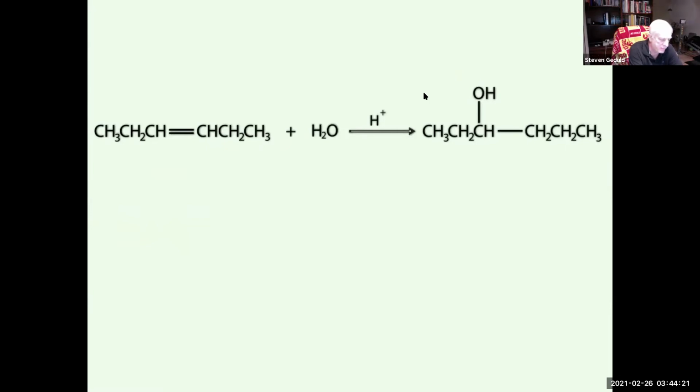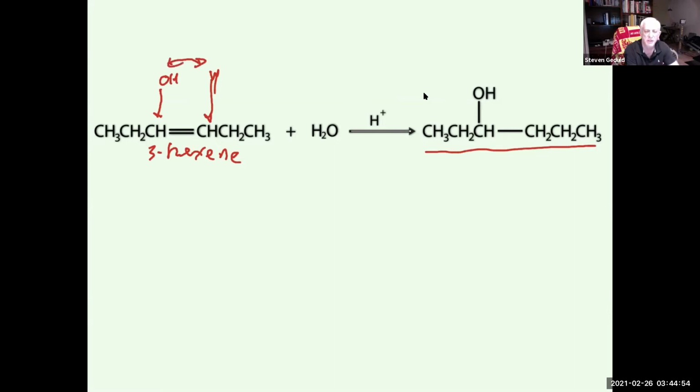1, 2, 3, 4, 5, 6 carbons, and the double bond's at number 3. So this would be 3-hexene. We open up that double bond. We put an OH on one side, an H on the other side. And this is completely symmetrical, so it's only going to produce one product. No matter where I put the OH, or if I switch these around, it's still going to produce the same product because it's the same on either side.